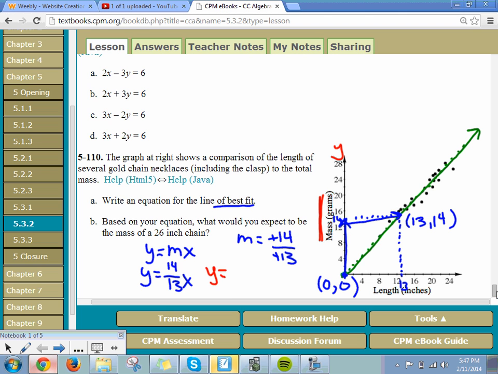So then they say, what would you expect for the mass of a 26-inch chain? So mass is a y value. So y is going to be equal to 14 divided by 13 times 26. 14 divided by 13 times 26 is about 28.